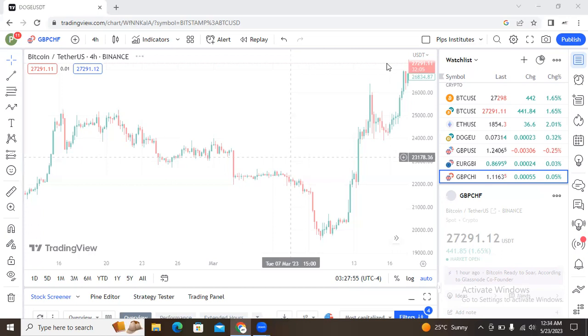So this is a mitigation block. I hope you can go back and backtest what I taught you, and you'll see how powerful this strategy really works.